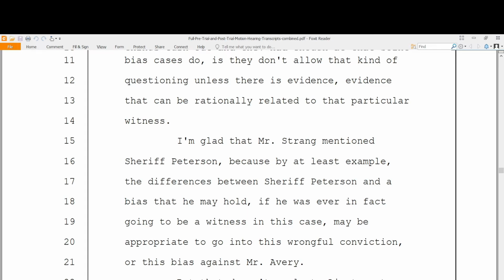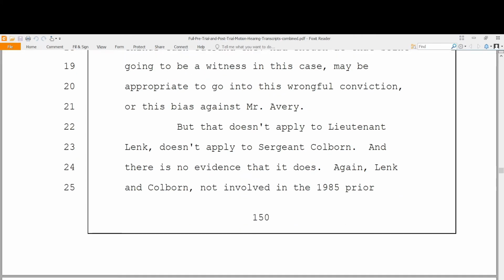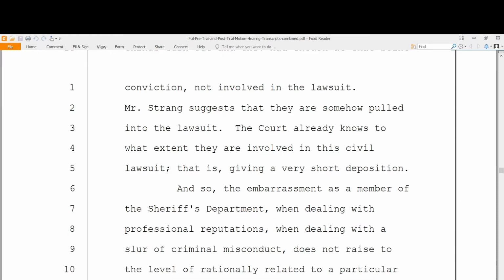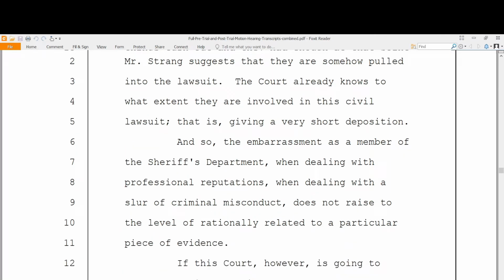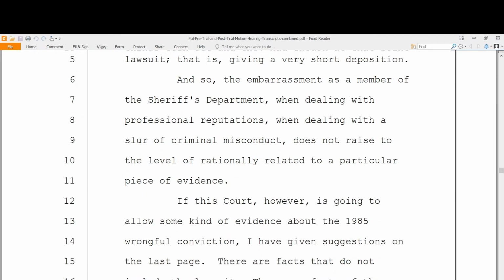I'm glad that Mr. Strang mentioned Sheriff Peterson, because at least by example, it shows the differences between Sheriff Peterson and the bias that may hold. If he was ever in fact going to be a witness in this case, it may be appropriate to go into this wrongful conviction or the bias against Mr. Avery. But that doesn't apply to Lieutenant Lenk, doesn't apply to Sergeant Colborn, and there is no evidence that it does. Again, Lenk and Colborn were not involved in the 1985 prior conviction, not involved in the lawsuit. Mr. Strang suggests that they were somehow pulled into the lawsuit. The court already knows to what extent they're involved in the civil lawsuit, that is, giving a very short deposition. And so the embarrassment as a member of the Sheriff's Department, when dealing with professional reputations, when dealing with a slew of criminal misconduct, does not rise to the level of being rationally related to a particular piece of evidence.